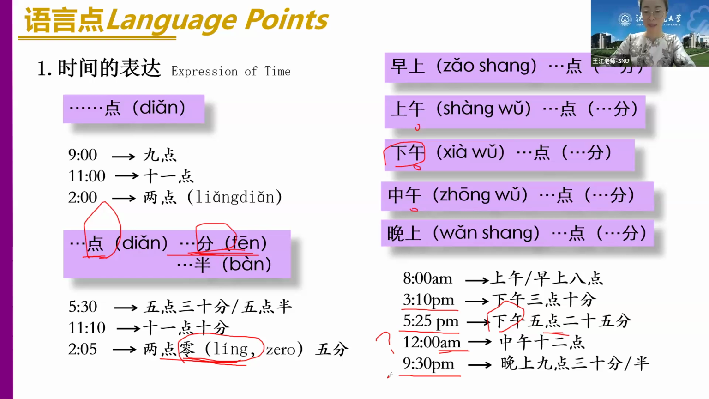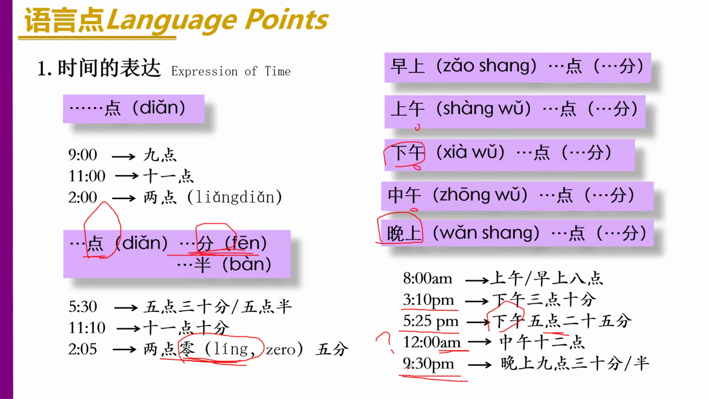Okay. Last one. 9 o'clock and 30 minutes PM. How to express the time? PM. And 9 o'clock, we should say 晚上, night, evening, okay? PM, we should put PM before the time. So 晚上9 o'clock. Go on, please. 9 o'clock, 30 minutes. How to express the time? Go on, Halima.